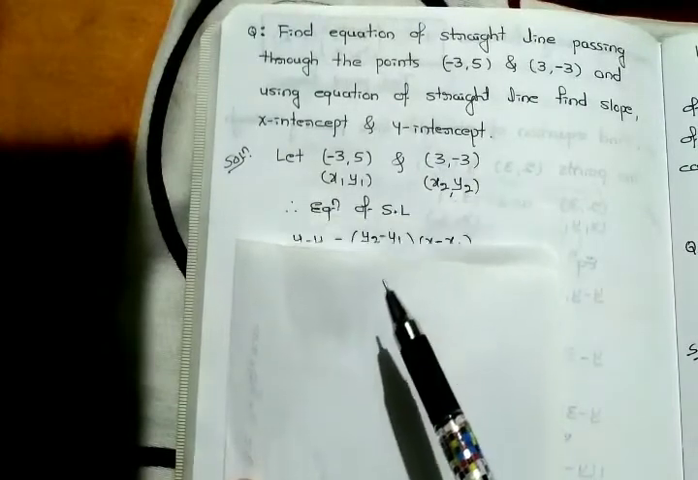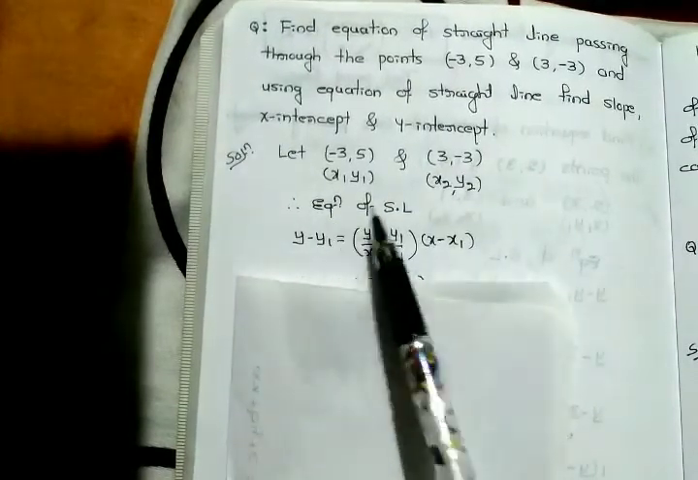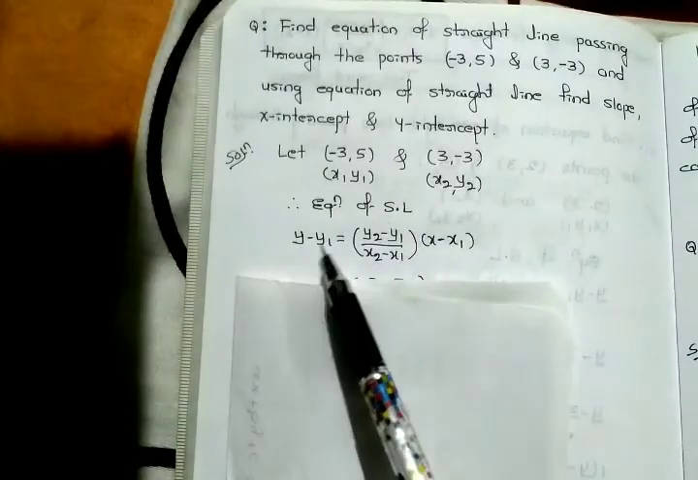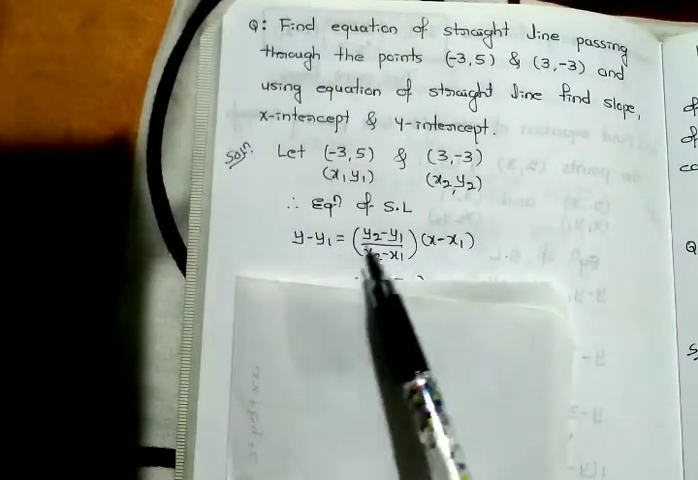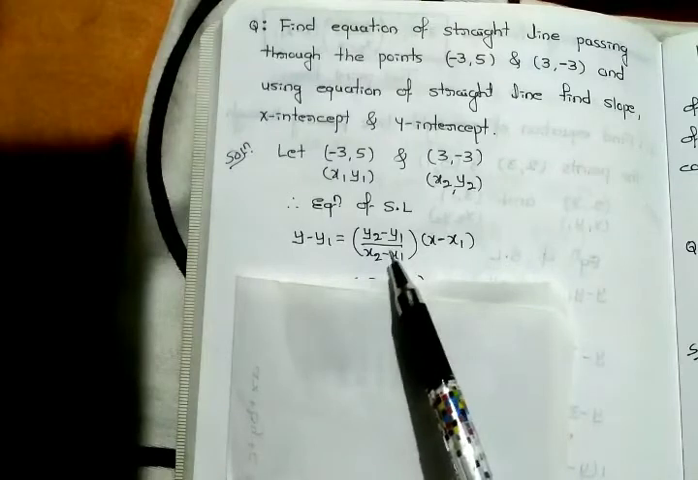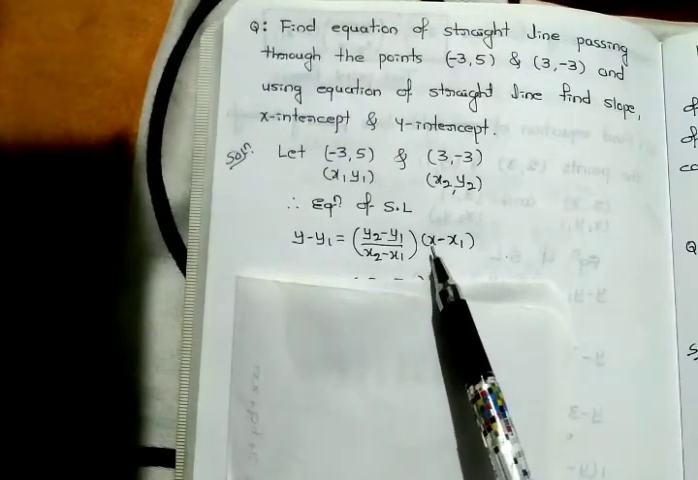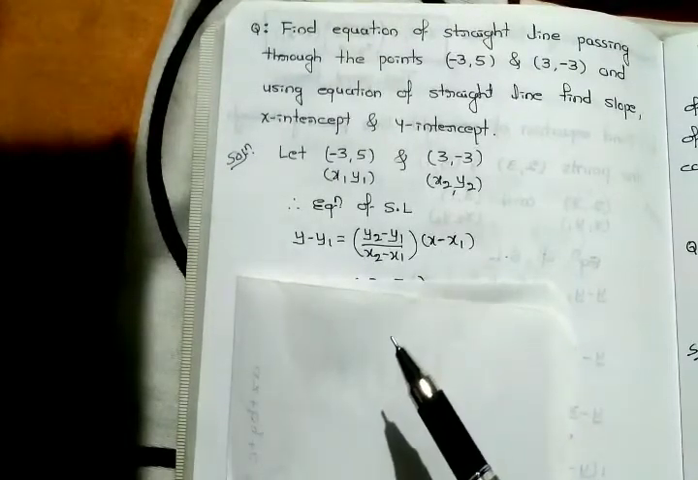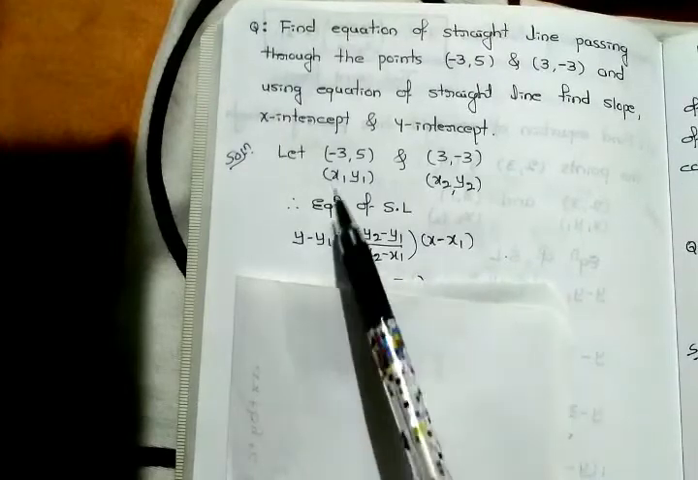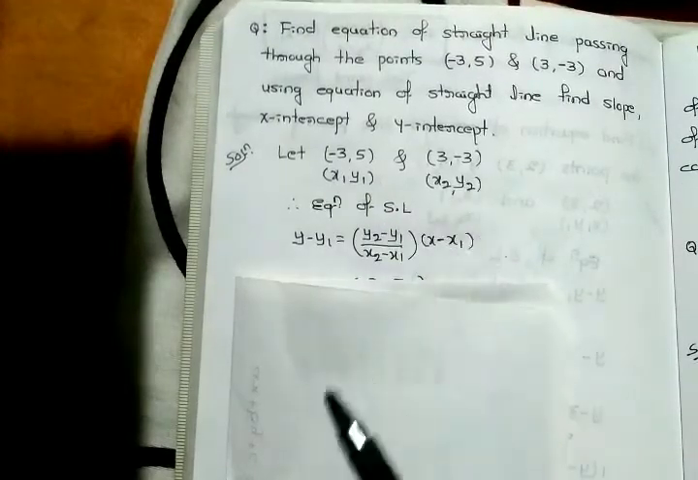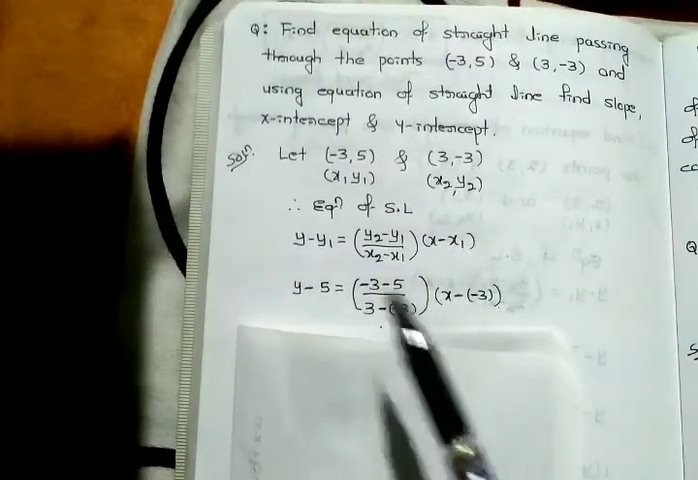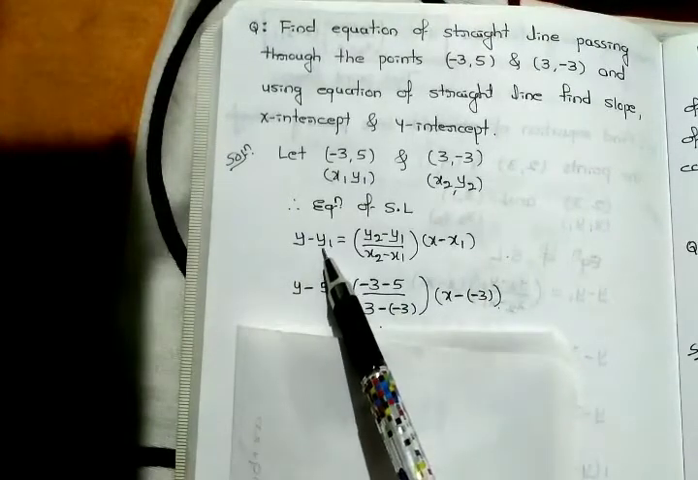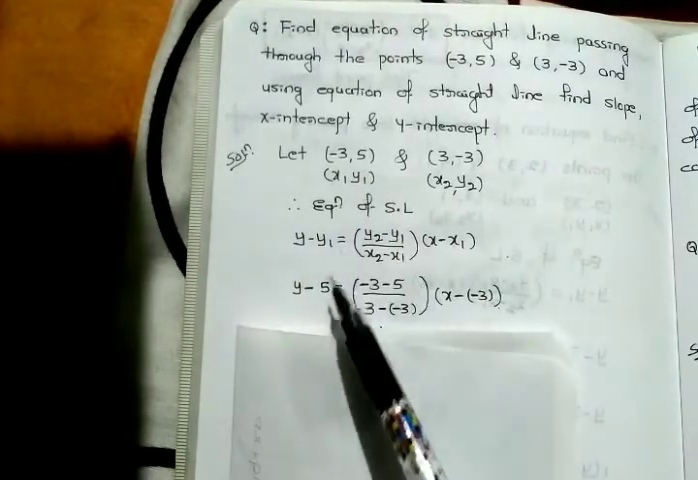Next, write the formula. Therefore, the equation of a straight line formula is y minus y1 is equal to (y2 minus y1) upon (x2 minus x1) into bracket x minus x1. So next, substitute the x1, y1 and x2, y2 values. See, therefore y minus y1. How much is y1 here? 5. So here 5.